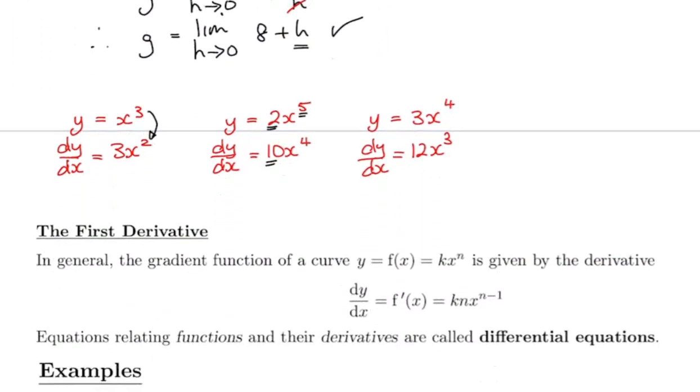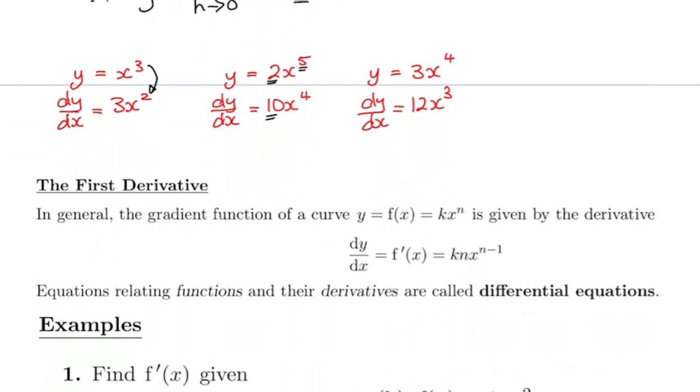So when we do first derivatives, in general, the gradient function of a curve y equals f of x, in the form, and this is quite important, it must be in the form kx to the power n, or you can have ax to the power n, completely up to you, is given by the derivative dy dx, which is equal to f dash of x, depending what form you're in, and it's kn x to the power n minus 1.